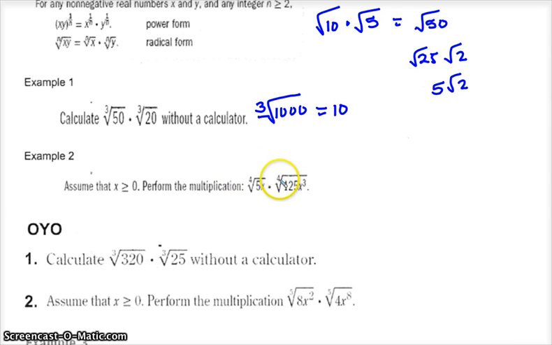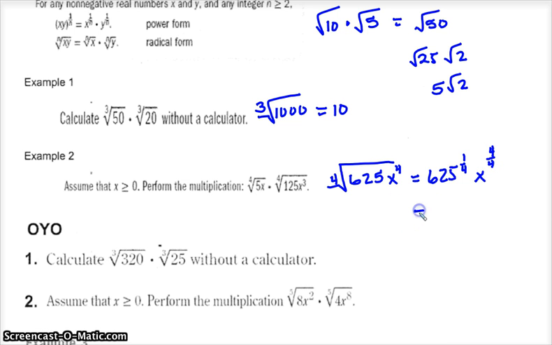For example number 2, I've got both 4th roots, so I can multiply underneath the radical symbol and I get the 4th root of 5 times 125, 625, x to the 4th. This now equals 625 to the 1/4, and then x to the 4th power, to the 1/4. When this is simplified, I get 5x.